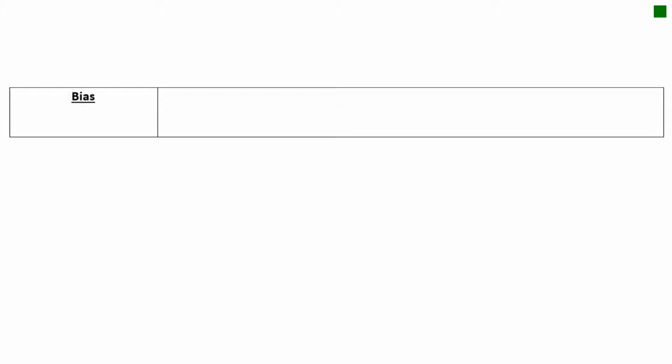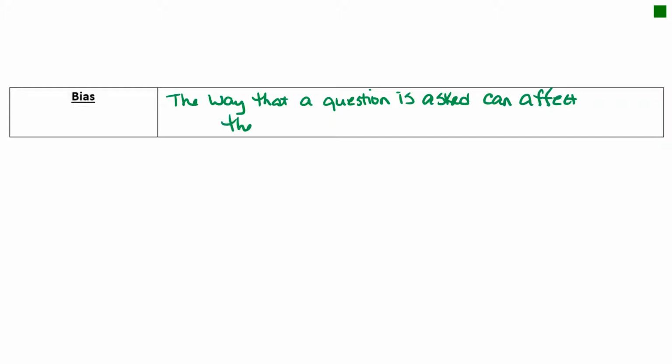Okay, so bias. Bias is when the way a question is worded can reflect the results. So let's write that down. The way that a question is asked can affect the result.